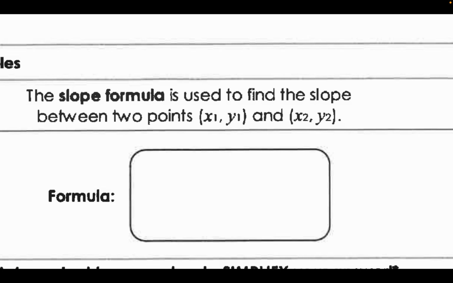And actually, it really doesn't truly matter which ordered pair you call the first and which ordered pair you call the second. I'll dive into that as we begin working on these in a moment. But first, the formula for slope is m equals (y2 minus y1) over (x2 minus x1).